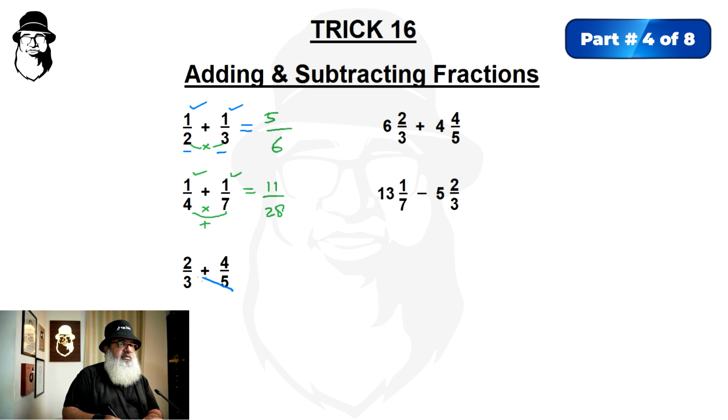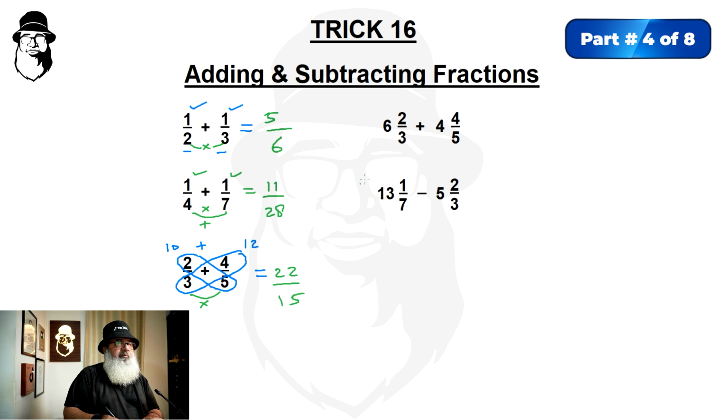cross multiply like this. 5 times 2 is, or let me make this butterfly. 5 times 2 is 10. Then we add or subtract, whatever the sign is. 4 times 3 is 12. We add them. 10 plus 12 is 22. And here we multiply the denominators. For the denominator, 3 times 5 is 15. That's our answer, 22 over 15.